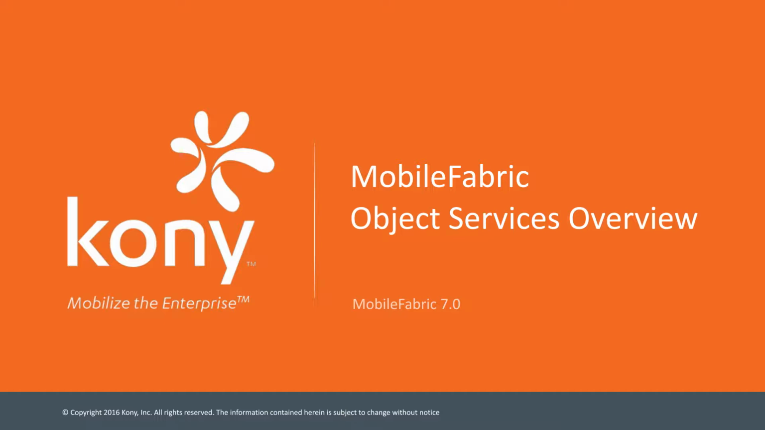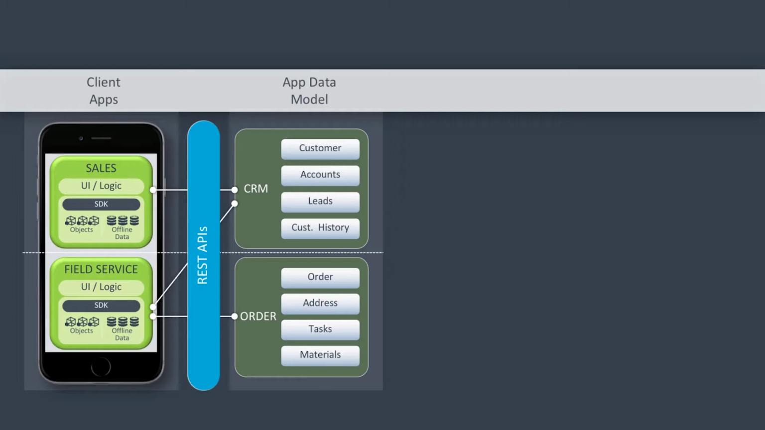Most mobile applications read and write data to some backend system. In traditional app development, this is accomplished by building granular APIs for the app to invoke. Think of MobileFabric Object Services as a shift to object-oriented programming for your mobile app backend. Creating an object model for your mobile app benefits your client developers by providing them an easy-to-understand object representation of the data they need, plus the methods to interact with that data.